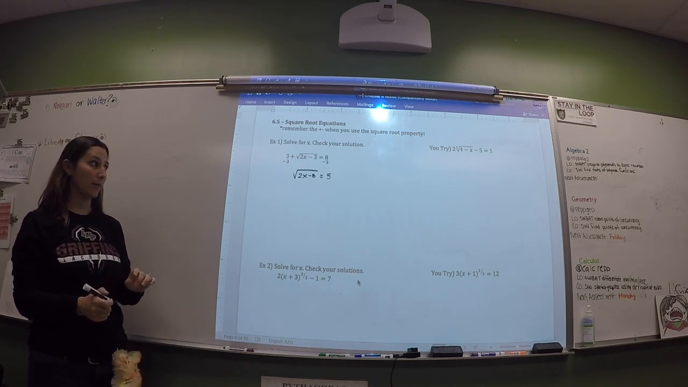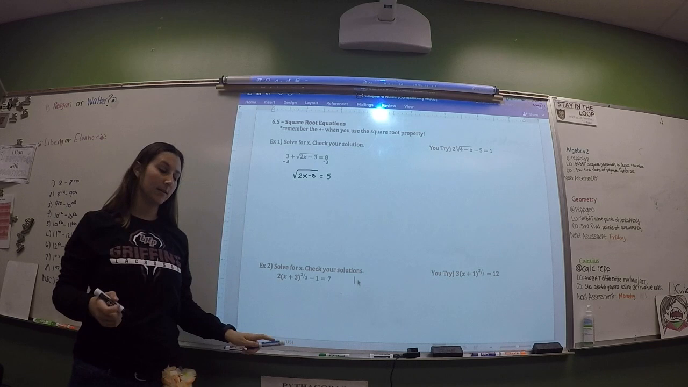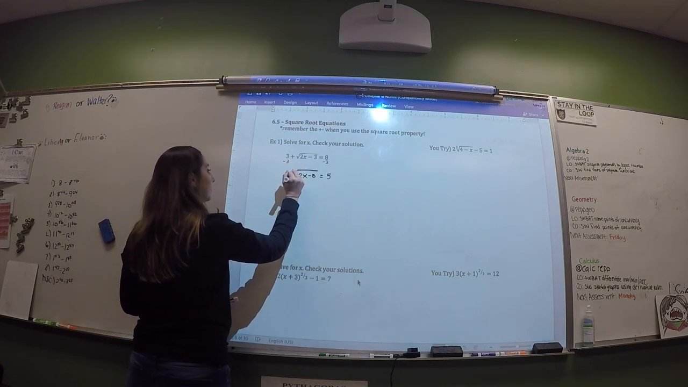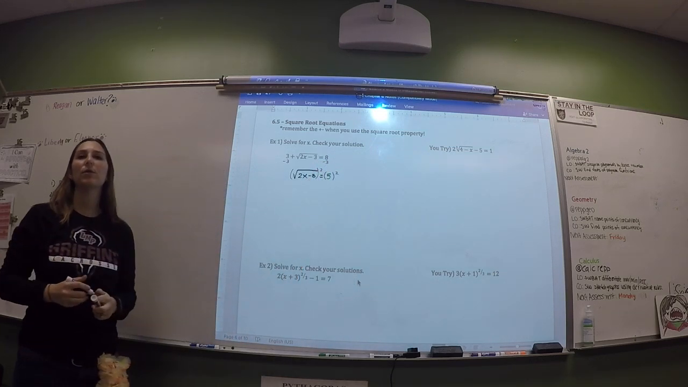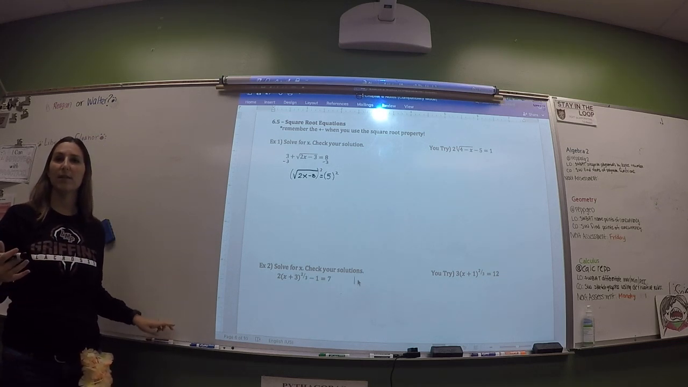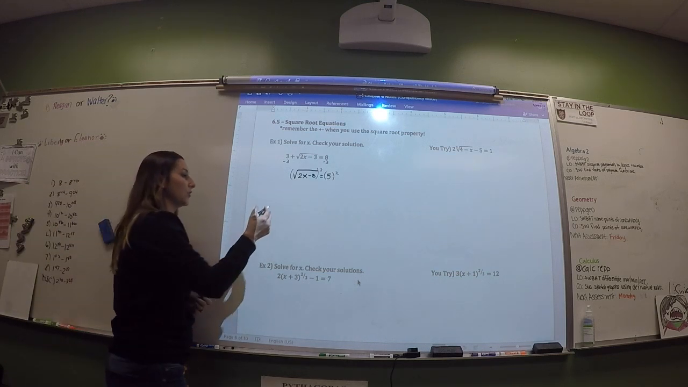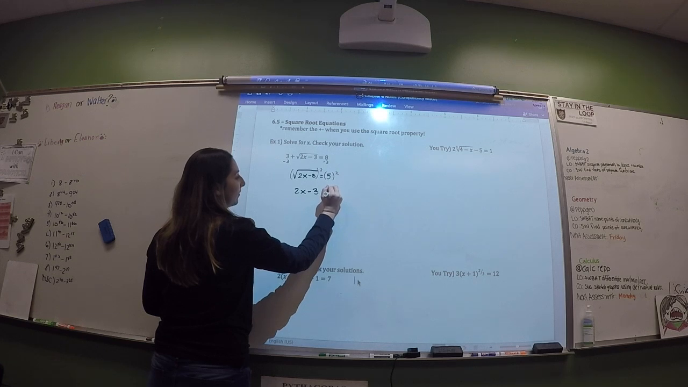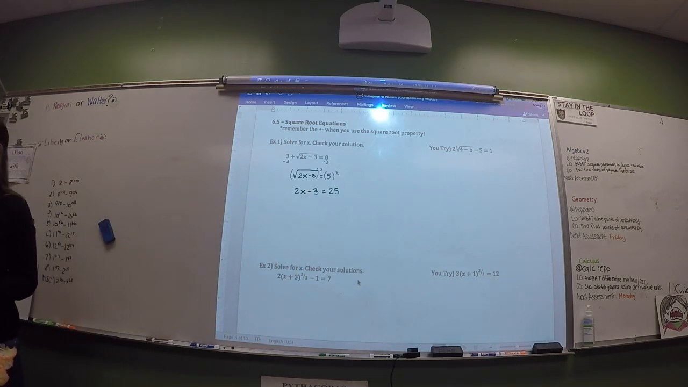So since it's a square root, the index is 2, you're going to square both sides to get rid of the square root. So you're going to square this, and you're going to square this. When you square something that's square rooted, those two are inverse operations. They will cancel each other out, just like square rooting cancels out squaring. So you have 2x minus 3, and then over here 5 squared is 25. And then the rest should be really easy.